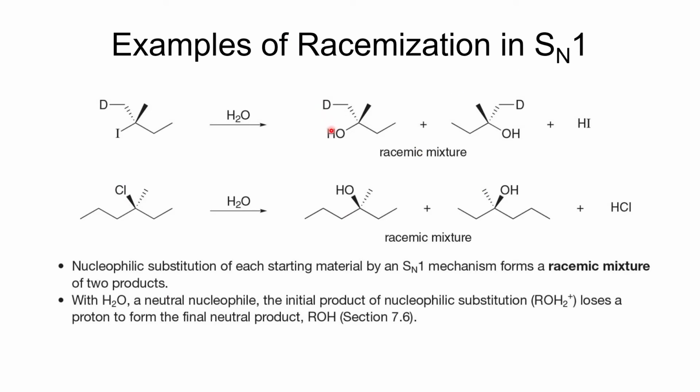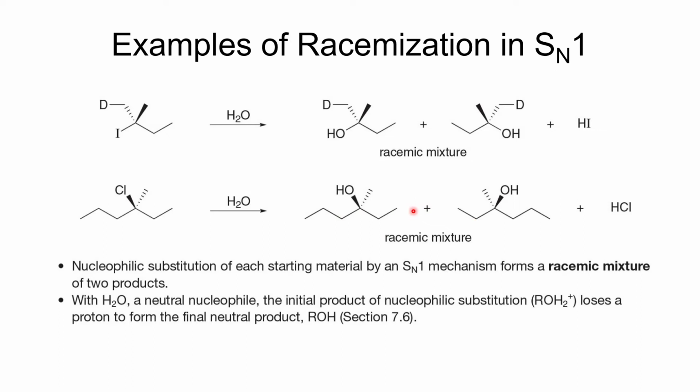So here are a couple of examples of racemization in the SN1 reaction. Here it looks like we've got 4 different things attached to this particular carbon. And then we would form a carbocation, and we would get 2 different potential products here when we form the alcohol. And so we would get a racemic mixture. Same thing with this tertiary chloride. We would get a racemic mixture there as well.